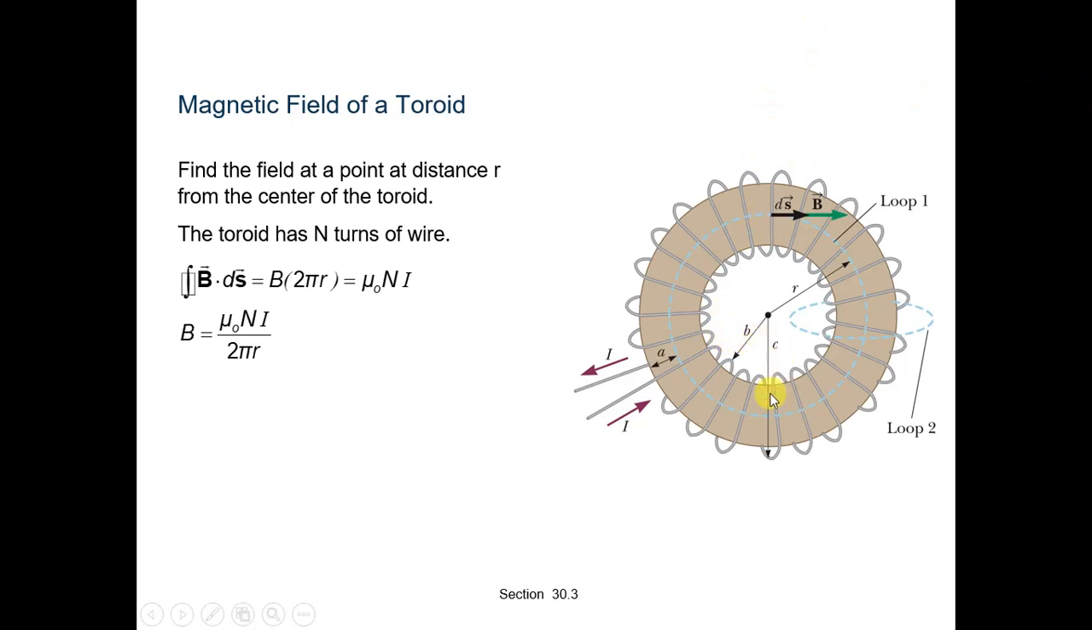Thus the magnetic field at any point P in the open space inside the toroid is 0.